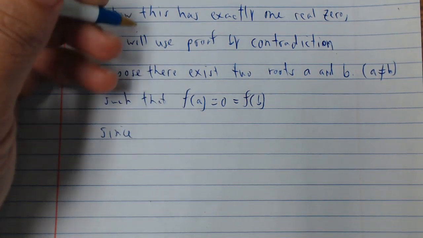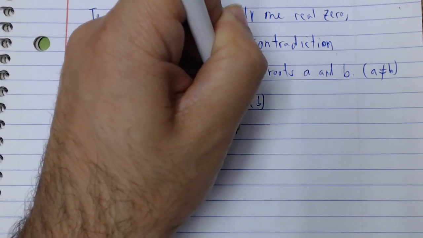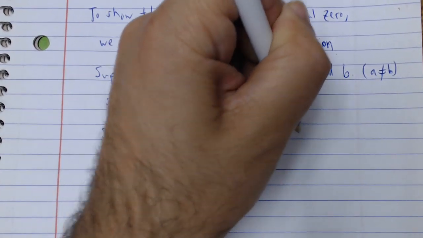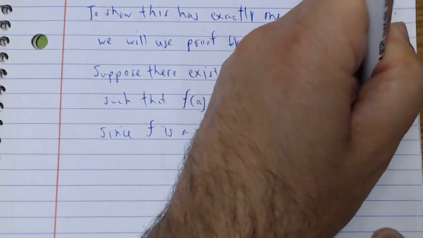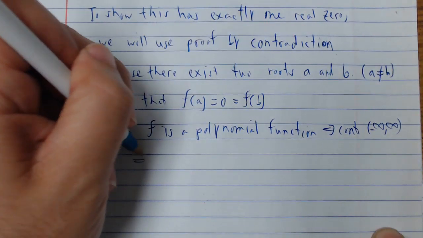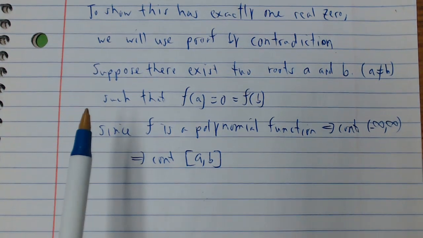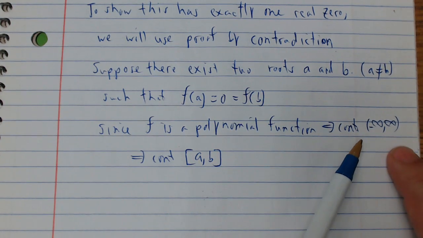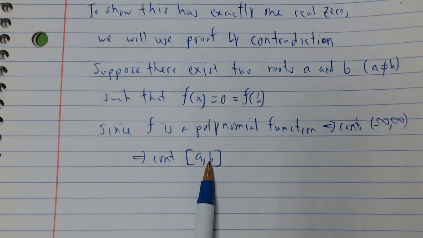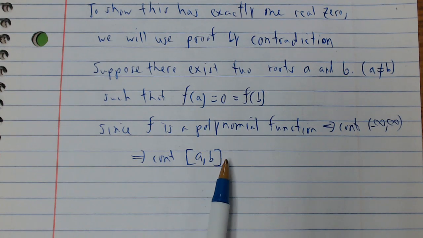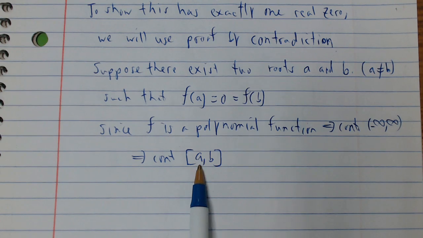Since F is a polynomial function, this implies it's continuous on all reals, which implies it's continuous on the closed interval from A to B. So basically what I'm saying is, if this is continuous everywhere, then it's definitely continuous from A to B. Now look, what are A and B? Those are the x values of where my roots are. So clearly this function, since it's a polynomial function, is continuous everywhere. Therefore, it's continuous on the closed interval from A to B.